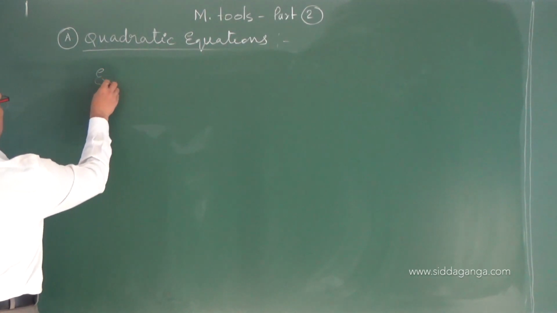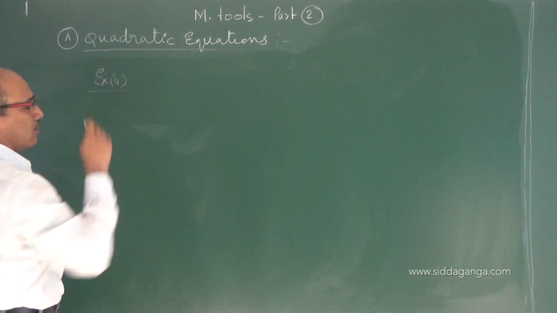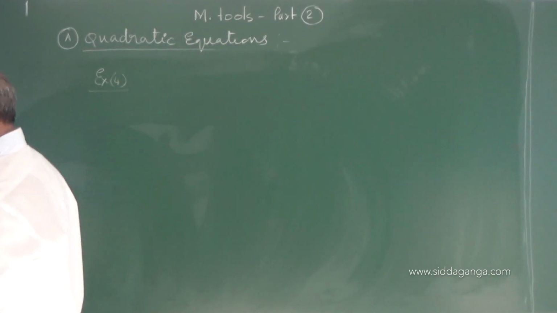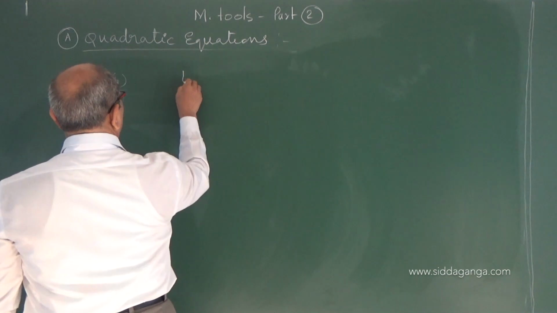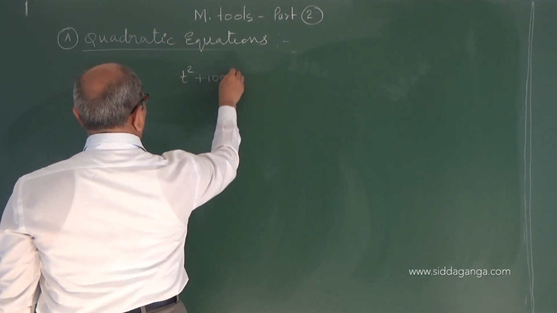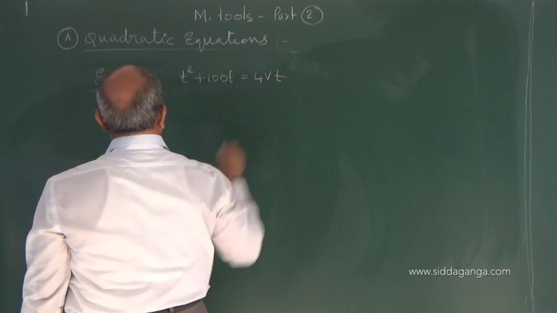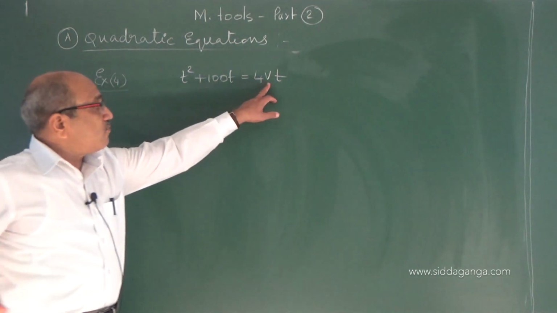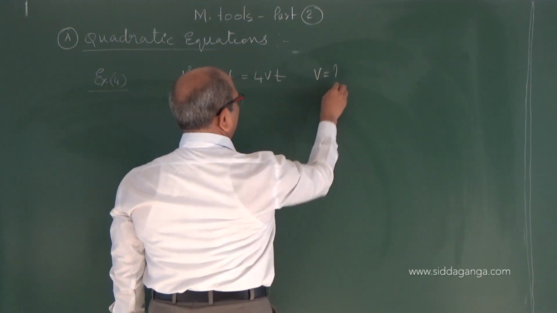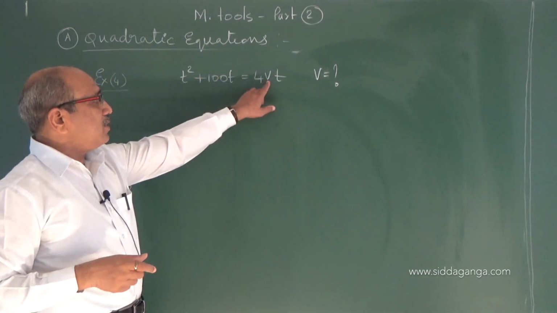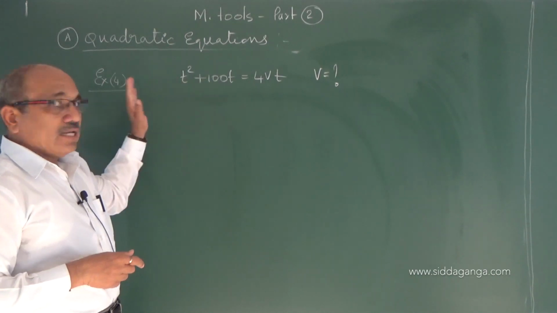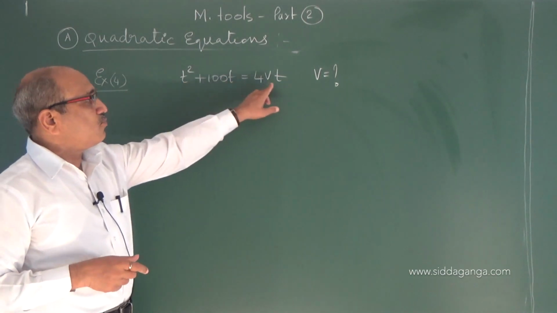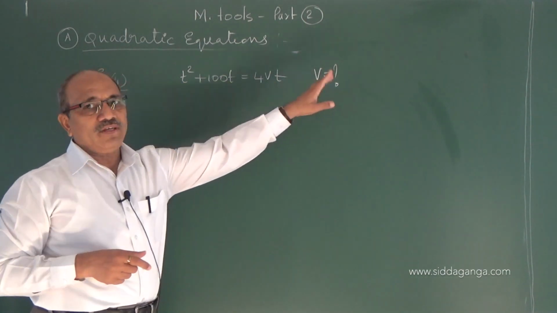So let us take the example where the speed of the particle and the time are related by the equation t square plus 100 equal to 4vt. So how many possible values of velocity? It is again dependent on velocity and time, and the equation is t square plus 100 equal to 4vt. You have to find the value of v in this question.